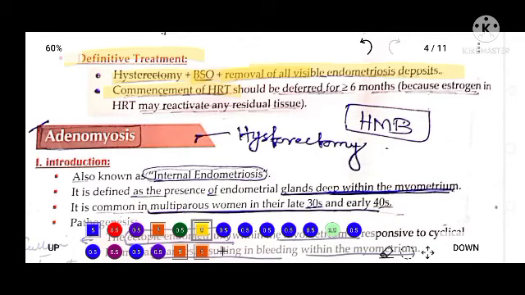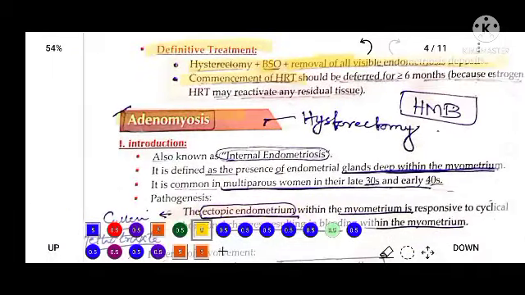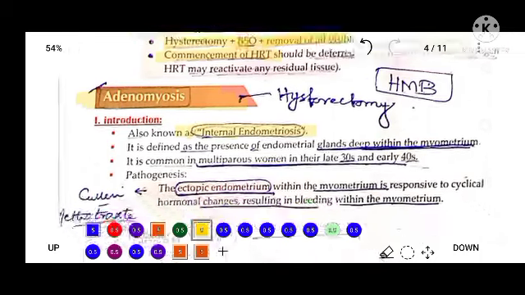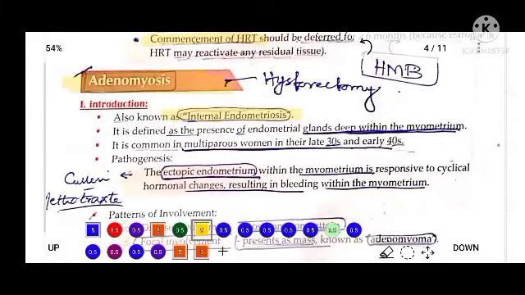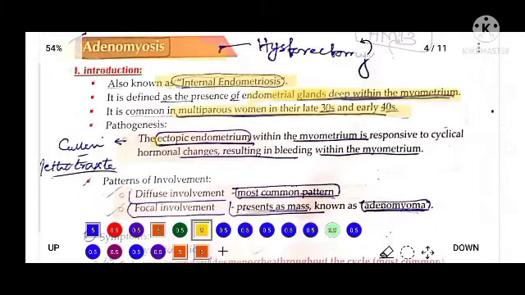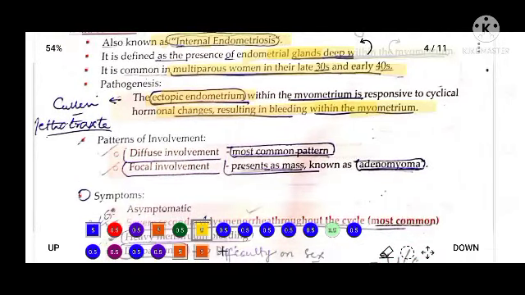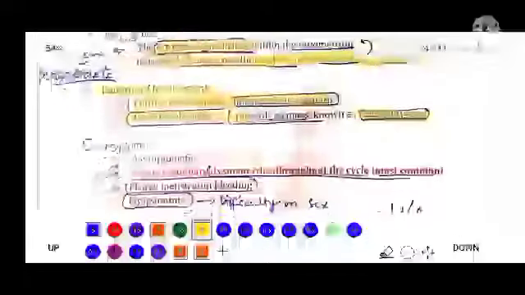So after endometriosis there is adenomyosis. Adenomyosis, also known as internal endometriosis, is a disease in which endometrial glands develop deep within the myometrium. It occurs in multiparous women, with ectopic endometrium responding to hormonal changes which results in bleeding within the myometrium. The patterns of involvement are diffuse and focal. Diffuse involvement is the most common pattern, and focal involvement is known as adenomyoma.